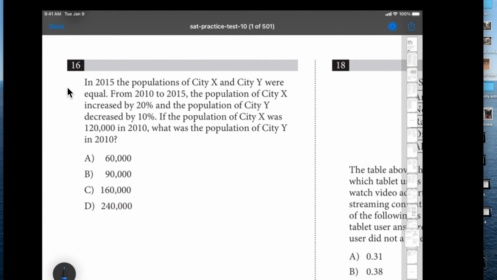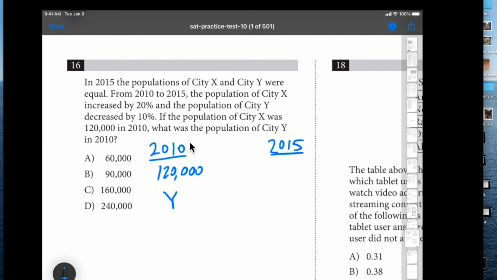So as I set this up, I'm going to have 2 years here, 2010 and 2015. I'm going to use the variables X and Y, and I'm going to put Y as the population in 2010 for city Y. Okay, so what is going on here? What else do we know? We know that city X in 2010 was 120,000. So I'm going to put this up here for city X.